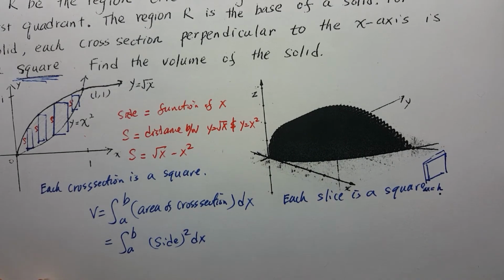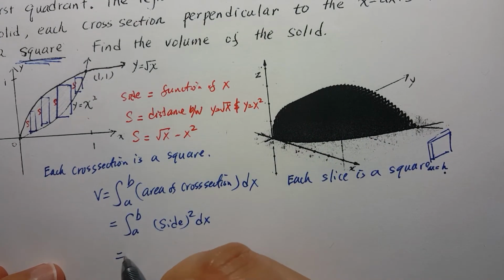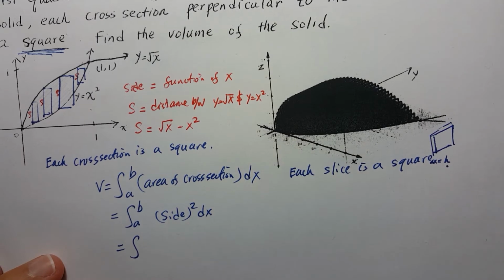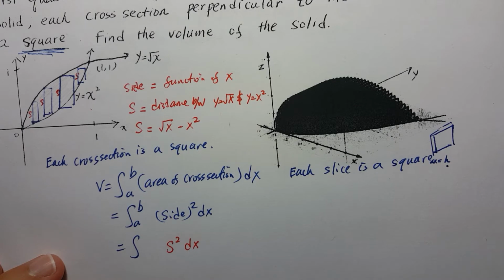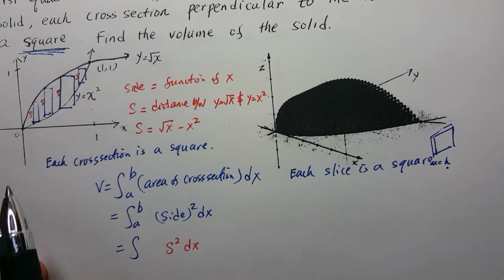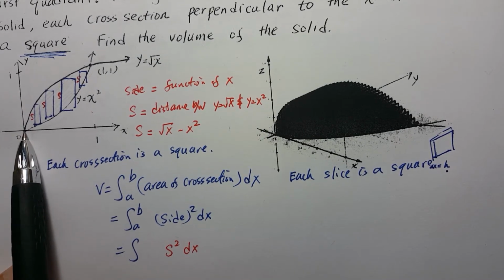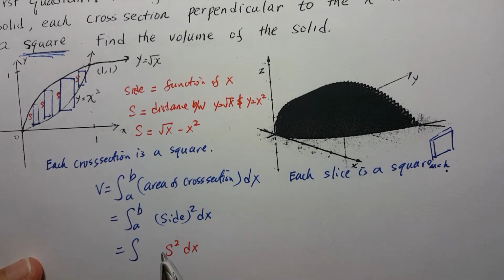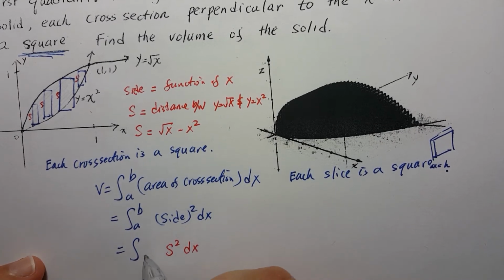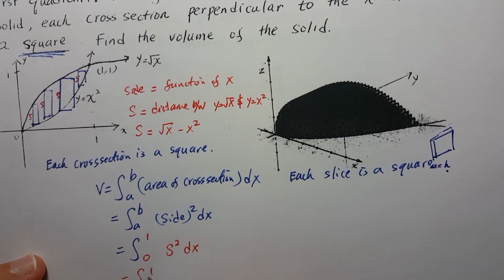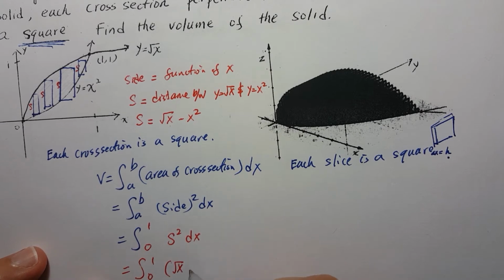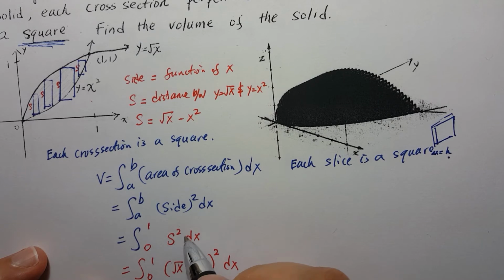So now we go back over here. We say that the integral from a to b of side squared dx. And then what should be the a and b? Same concept: the smallest x value and the biggest x value. So you are going to have 0 to 1. And your side is going to be this function. So it's going to be the integral from 0 to 1 of (square root x minus x squared) squared dx, because it's side squared.